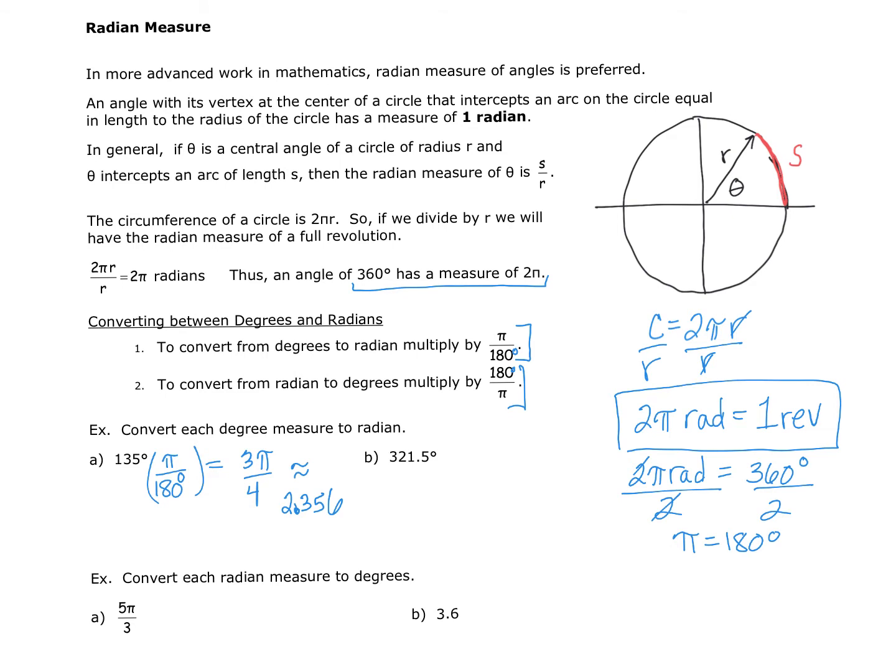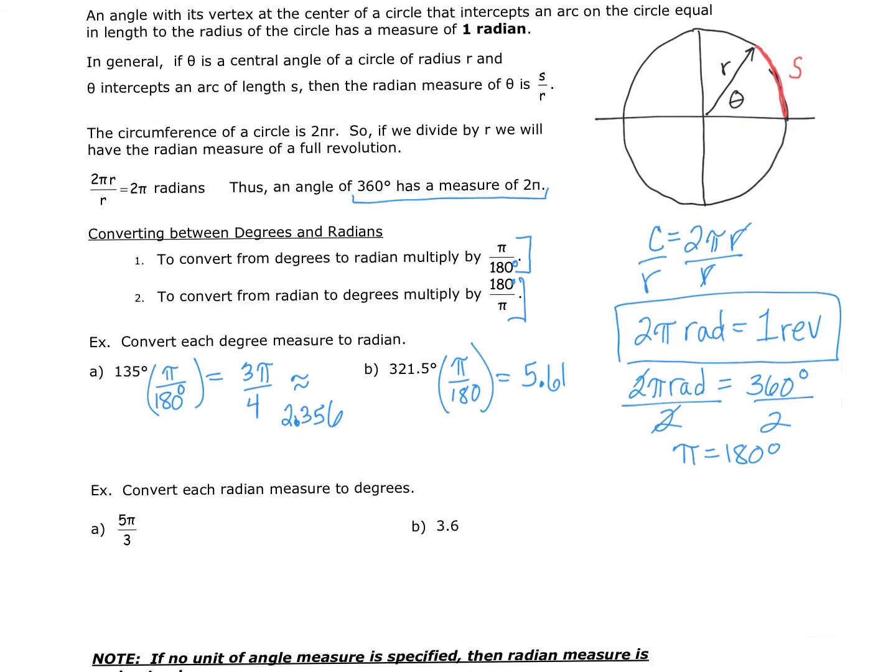So we'll do the same thing here with 321.5. We'll multiply by pi over 180. And in this case, since I'm working with decimals anyway, I would probably go ahead and put the pi in there and get 5.61. And again, I don't have to say radians.